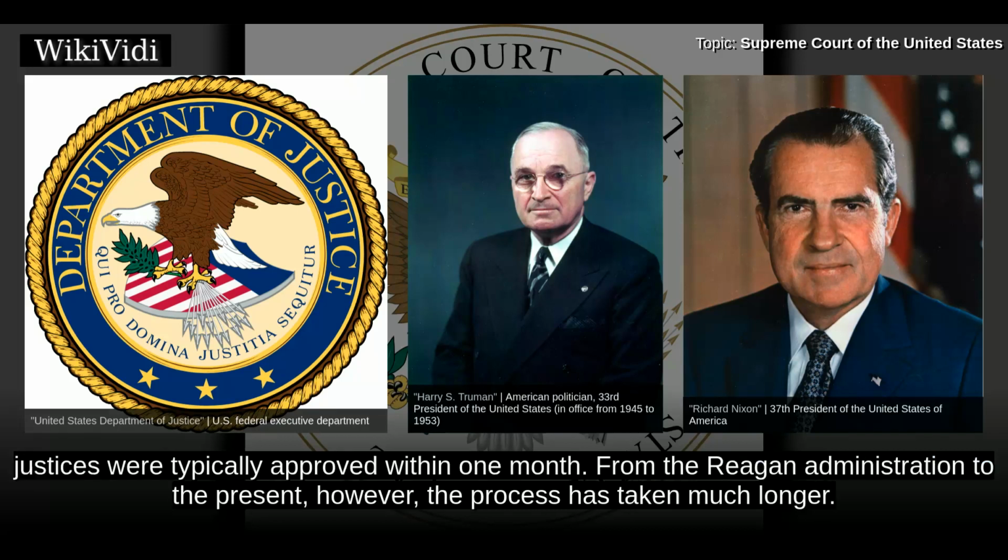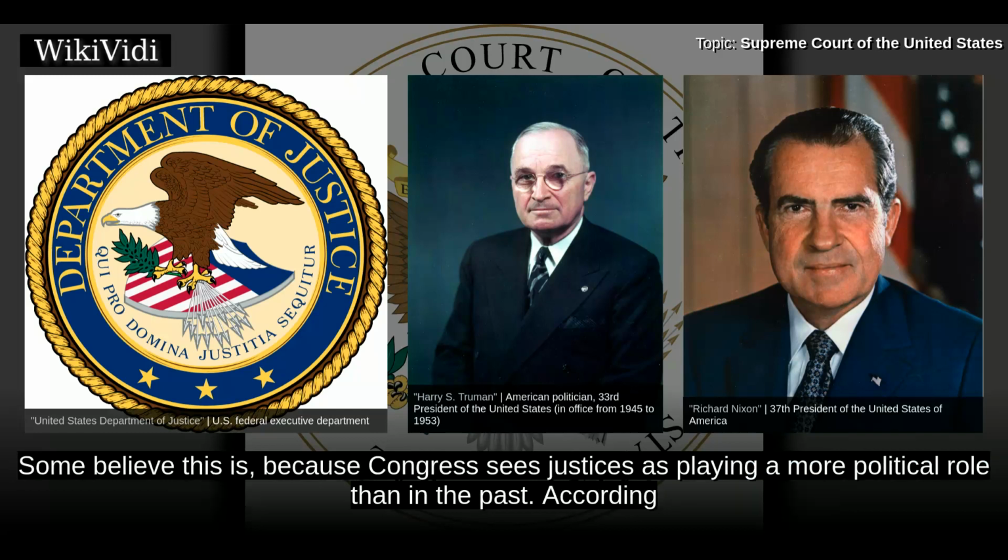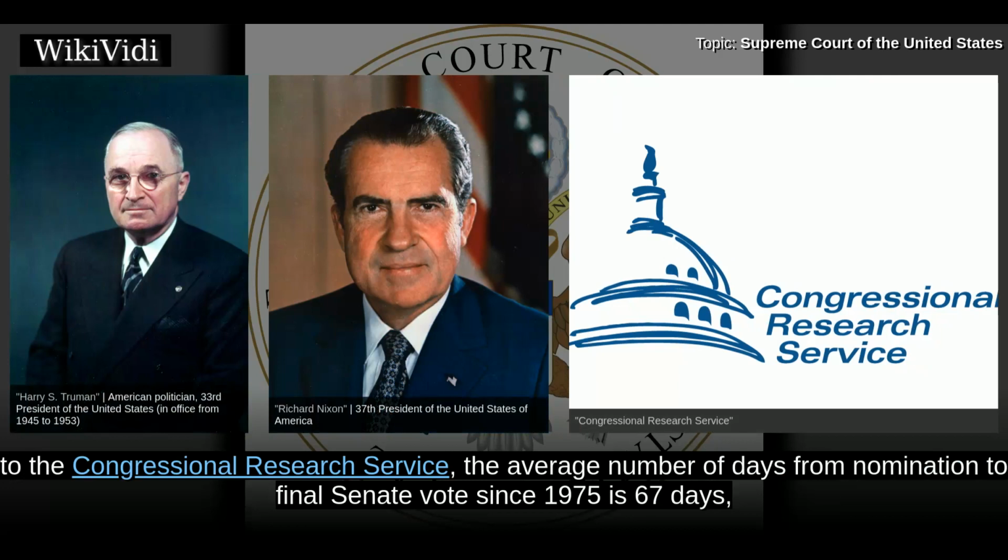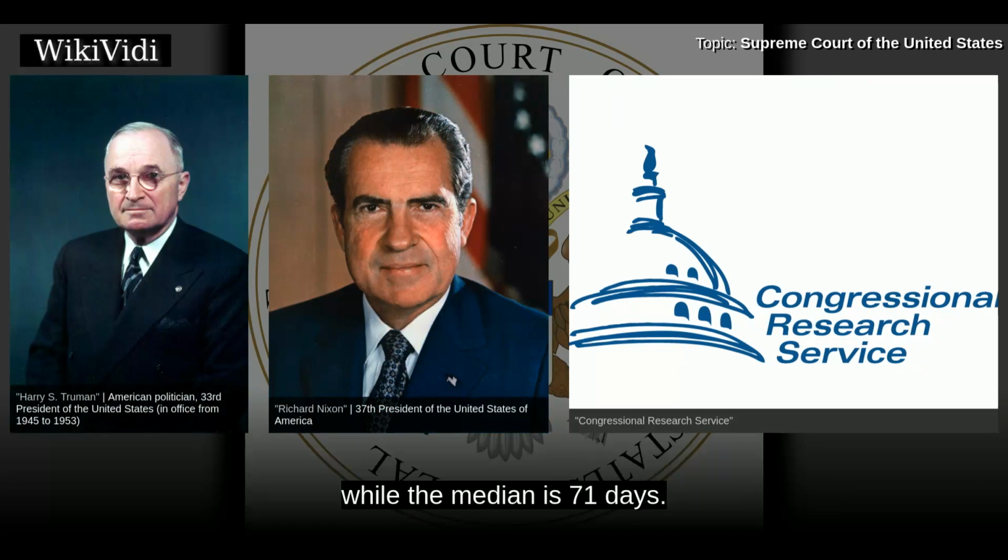From the Reagan administration to the present, however, the process has taken much longer. Some believe this is because Congress sees justices as playing a more political role than in the past. According to the Congressional Research Service, the average number of days from nomination to final Senate vote since 1975 is 67 days, while the median is 71 days.